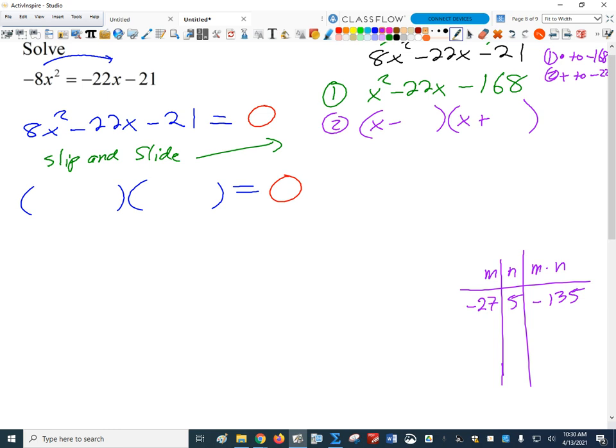Okay, we got to go a little further. We got to get to 168. Well, that's pretty close. Let's try negative 28 times 6. That's it, right? That gives me negative 168. You see how I'm getting these numbers? I'm just picking a negative number that's 22 bigger than the positive number, right? To find numbers that add up to negative 22. Okay, so we got x minus 28 times x plus 6.